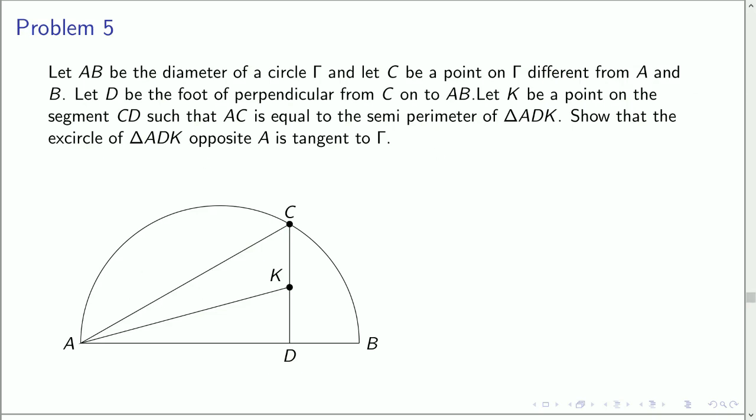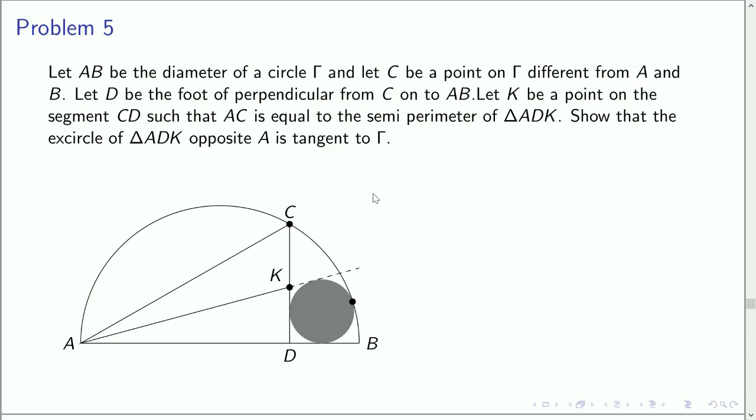It says show that the circle of ADK, the circle which touches three sides, this side extended, this one CD, this DB, is tangent to gamma. So it also touches this point on the circle. So that's what you have to show.